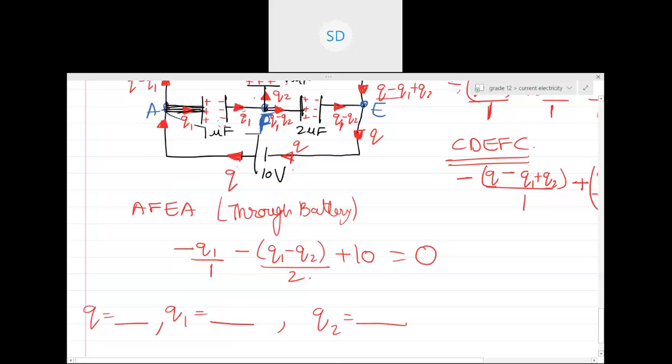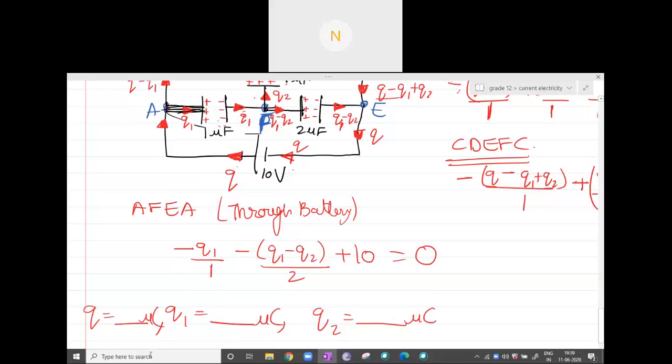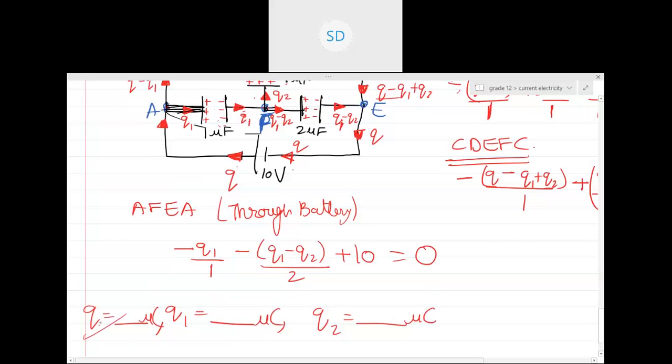Please note, since the values here are in microfarad, can you see over here everything is in microfarad? So your charges will come in 10 raised to minus 6, microcoulomb. Every charge will come in microcoulomb. So once you get the charge, we don't have to write 10 raised to minus 6. It's okay, in the answers you will include it directly.